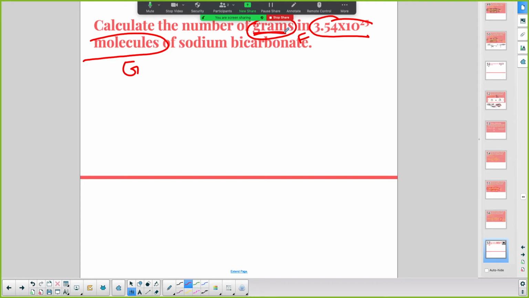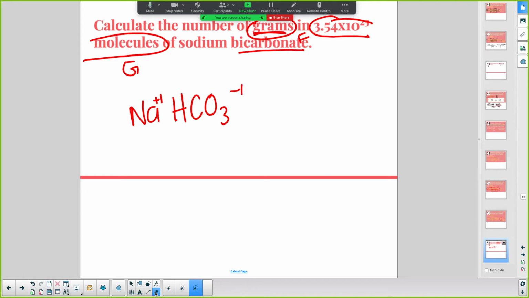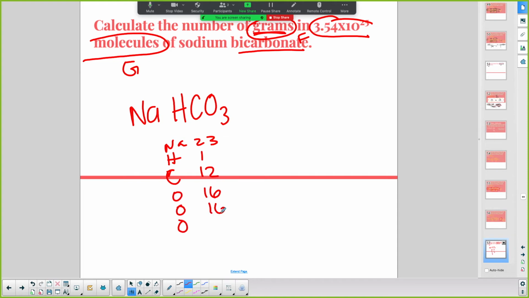So let's go ahead and do that. Sodium is what? Na. And bicarbonate is what? HCO3. And what is the charge of HCO3? All right, so Na was +1, HCO3 is -1. Those cancel out, right? So now I just need to add all of my masses together. Na is what? 23. Hydrogen is? Carbon is? And I've got 3 oxygen, so 16 times 3.